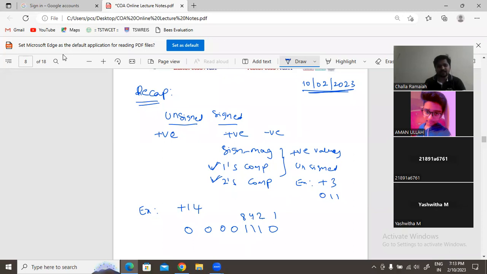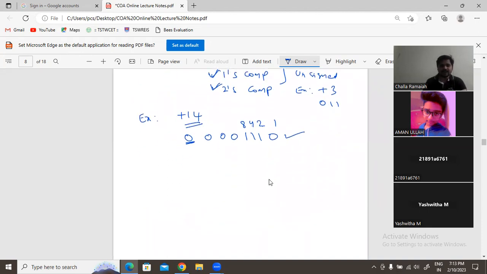This is our sign bit, the leftmost significant bit. If the leftmost bit is 0, then it is a positive number. If the leftmost bit is 1, it is a negative number. So the only way to represent plus 14 is this, whether in unsigned, sign magnitude, one's complement, or two's complement representation. That means all positive numbers have only one method.